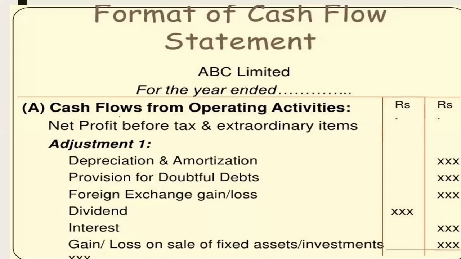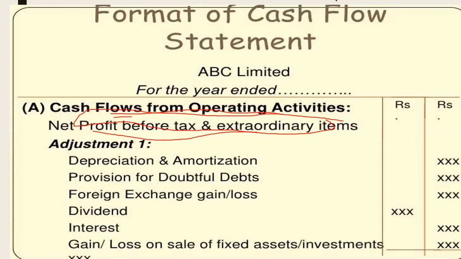Now starting from the beginning, first of all what you have to write is cash flow from operating activity as per the order. First of all we have to go with cash flow of operating activities. For that, what do you require? First of all, you require net profit before tax and extraordinary items. Now what is this? I'll first teach you this net profit before tax and extraordinary items, and then we will move forward with the format.